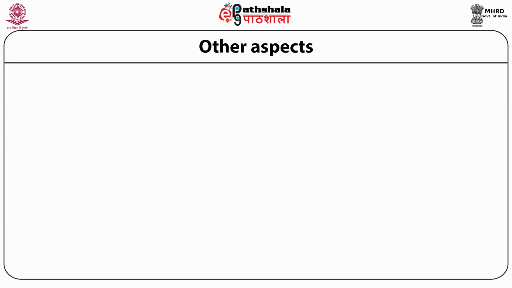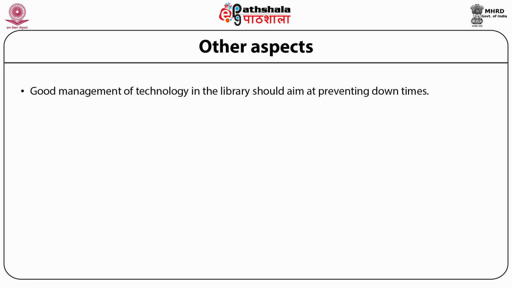A few other aspects that libraries need to take care of when it comes to technology management are the following. One, good management of technology in the library should aim at preventing downtimes at all cost. It is impossible to avoid downtimes, but the aim should be to prevent them as much as possible by adopting measures or planning for such downtimes.